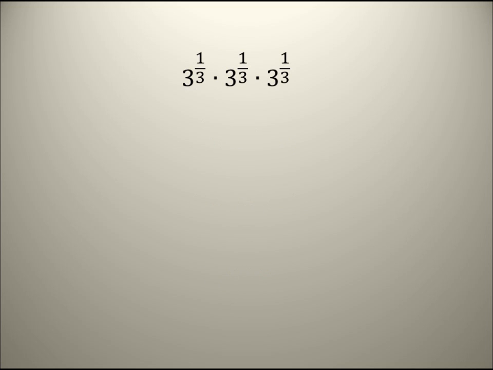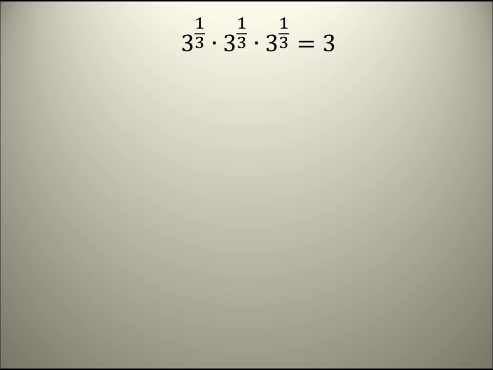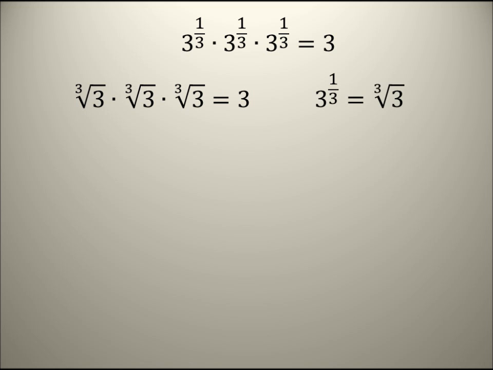Let's take a look at another example. Here we have three 3's to the power of a third multiplied together. Using our first indices law again, we can add the powers together, which comes to 1, and so we get 3 to the power 1, or just 3. And then using the same reasoning we did in the last example, the cube root of 3 when multiplied by itself twice also gives 3. Therefore, as the number which when multiplied by itself twice gives 3 must be unique, 3 to the power of a third must equal the cube root of 3.